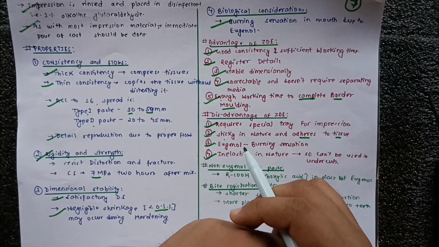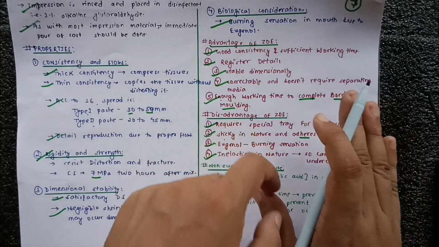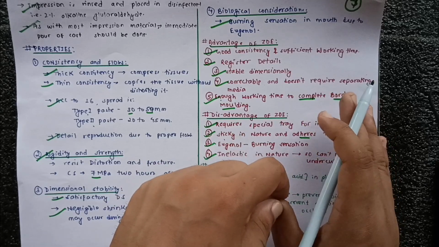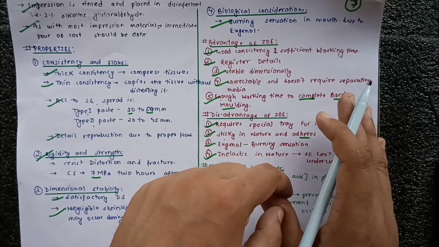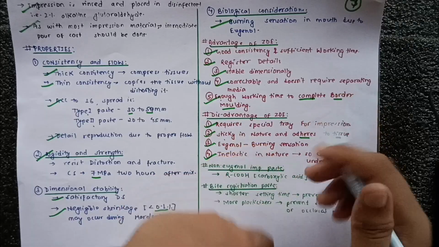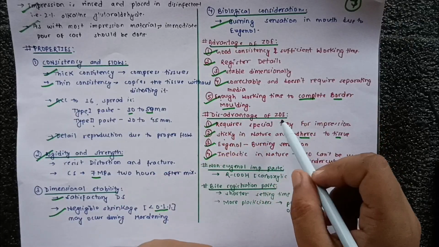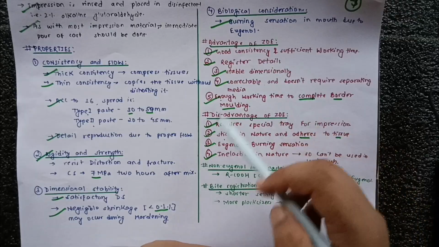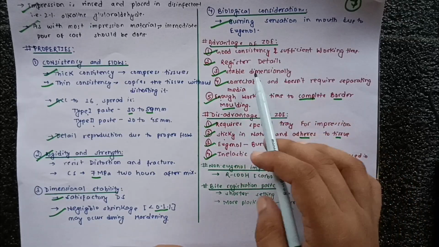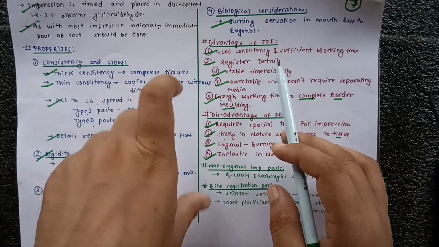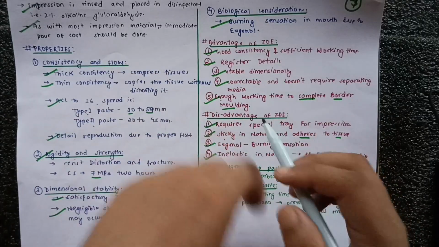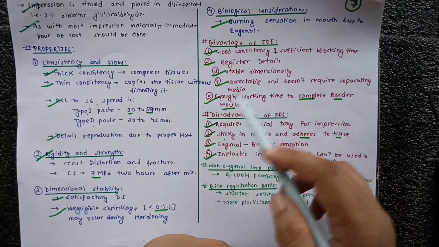Okay, so when you are fabricating the complete denture of the edentulous patient, in those patients you can use this zinc oxide eugenol for the final impression. I'm not discussing more about this advantage and disadvantage, so they are taken from the properties section and other things that are discussed in this video. So you can just relate those.